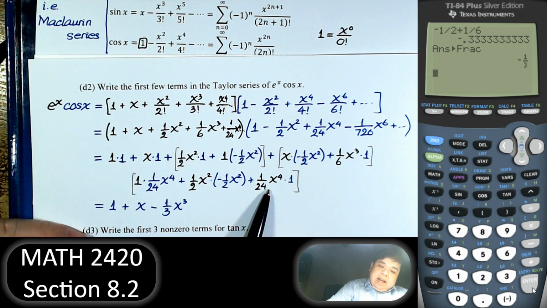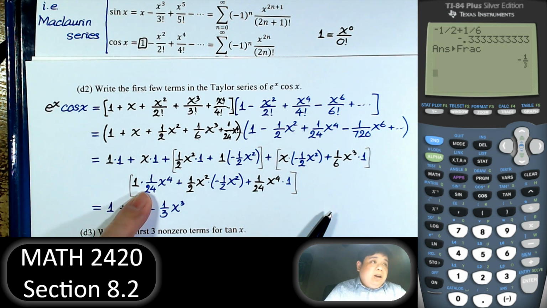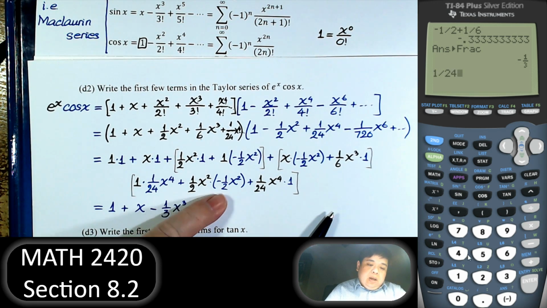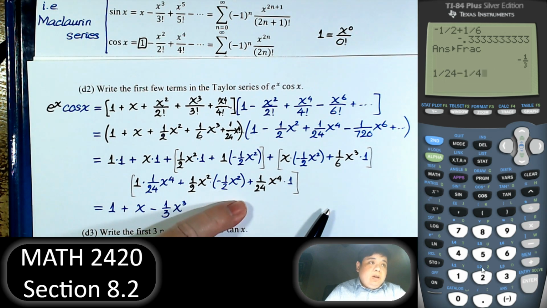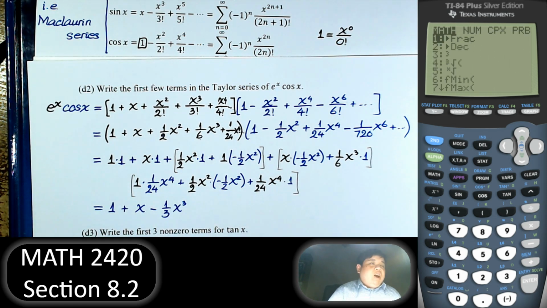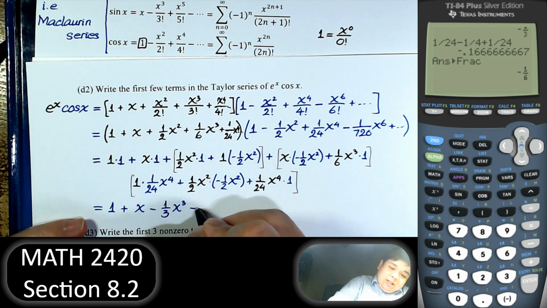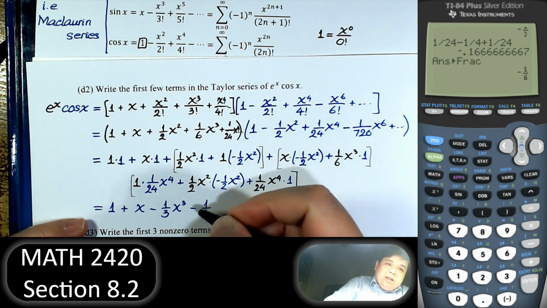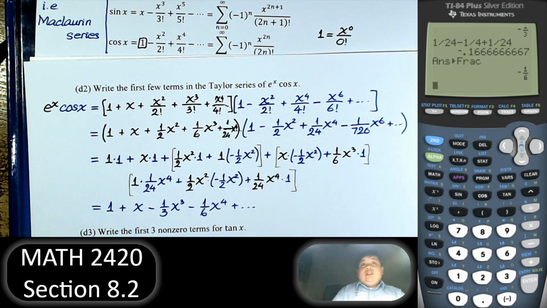Right, and then how many x to the 4th do we have? 1 over 24, minus 1 over 4, plus 1 over 24. Alright, that is negative 1 over 6 x to the 4th. And we can just go like that.